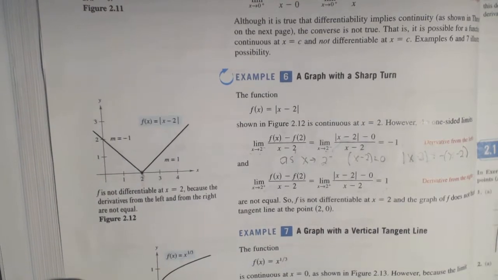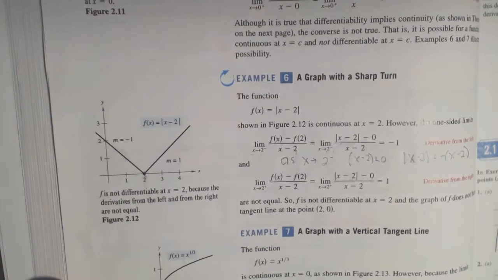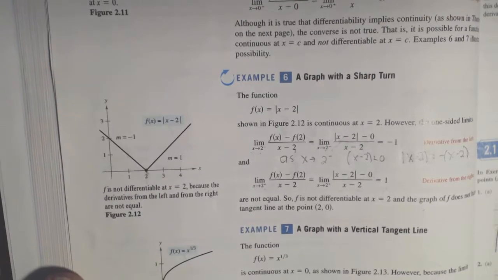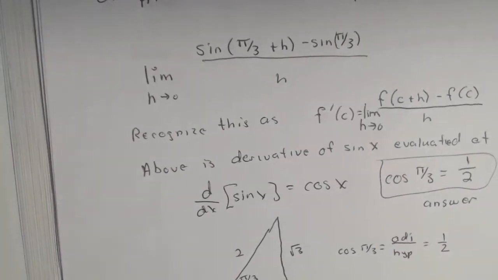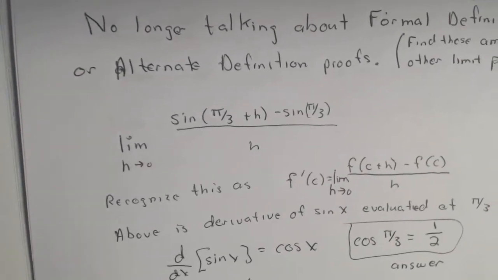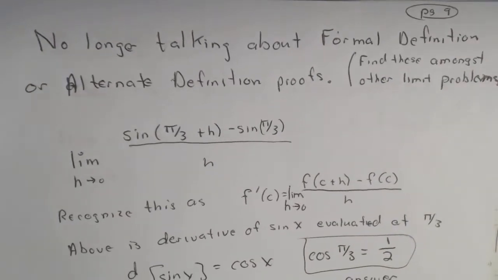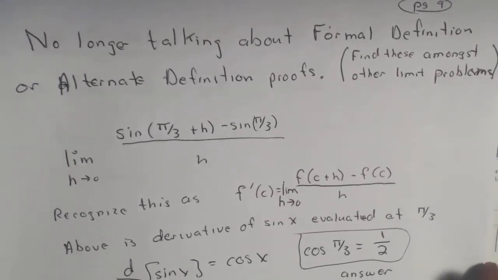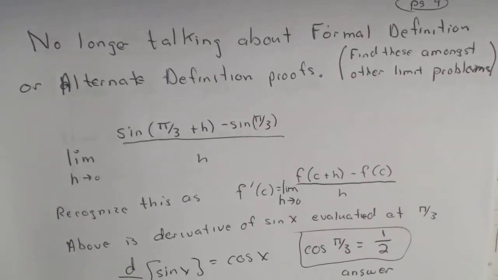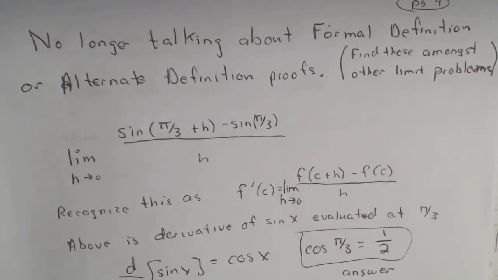Okay, we're done talking about the formal definition of derivative in any form, sort of. Yay. Except that we're not. We're not asking you to do formal definitions, but we're saying, how might those formal definitions appear in other problems, like amongst limit problems?